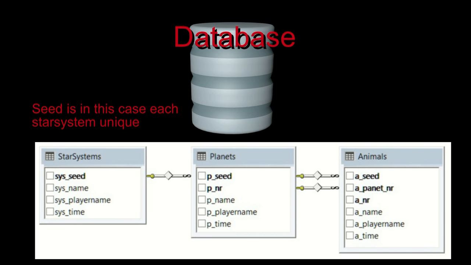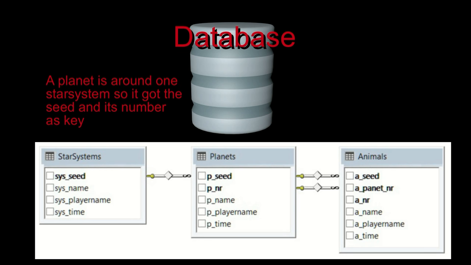Here is my little database. I assume the seed on level of the star system. Here can also be saved the uploader, the discoverer. On the planet level, the seed is now a foreign key to the star system, and with the index of the planet part of the primary key.